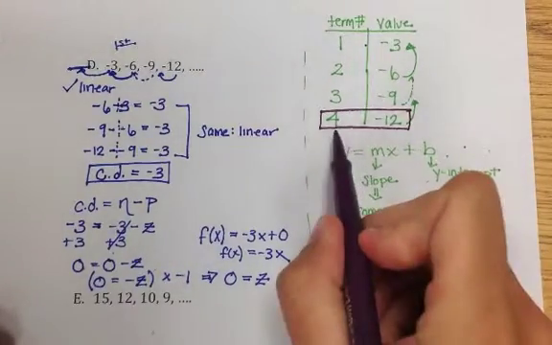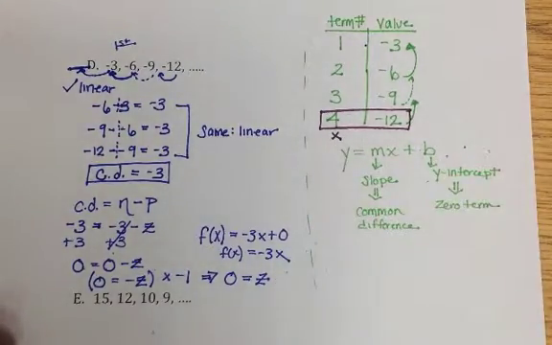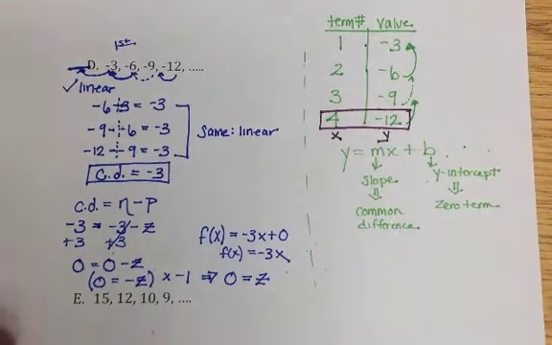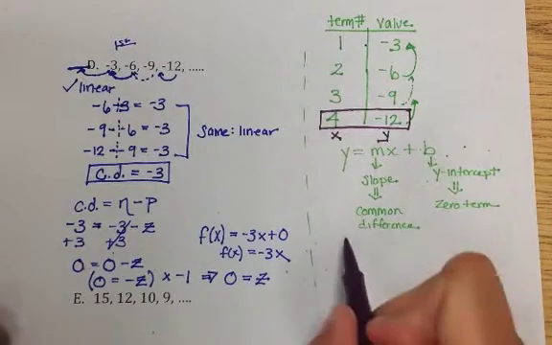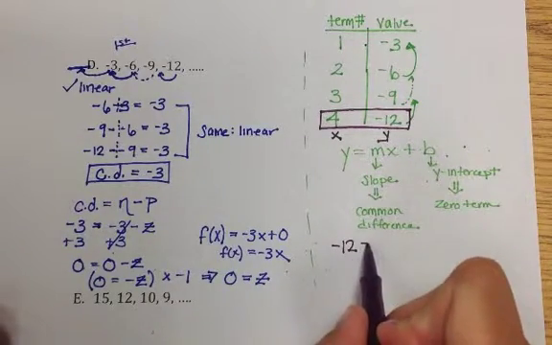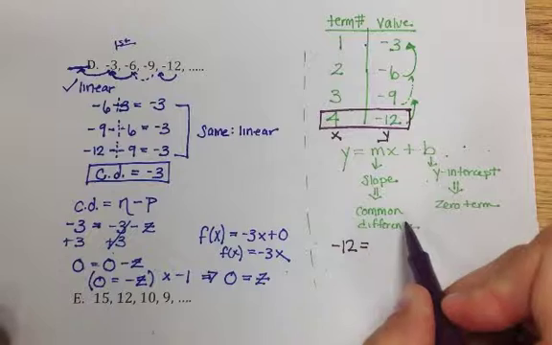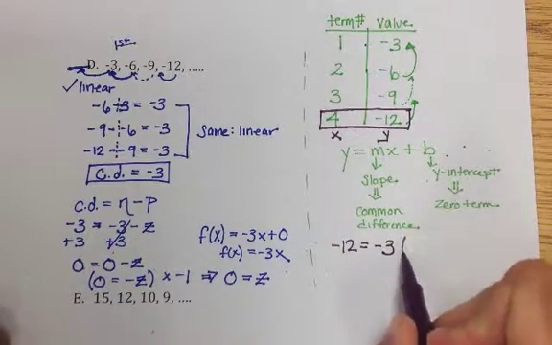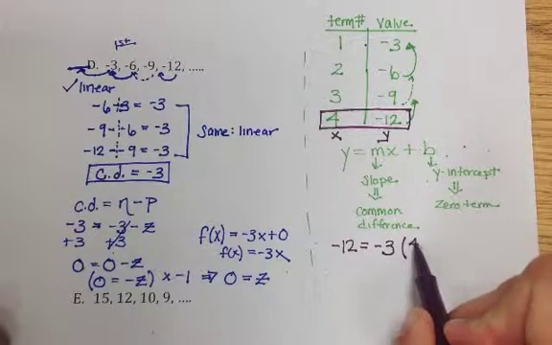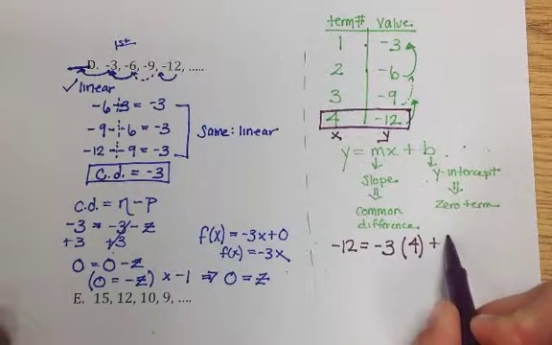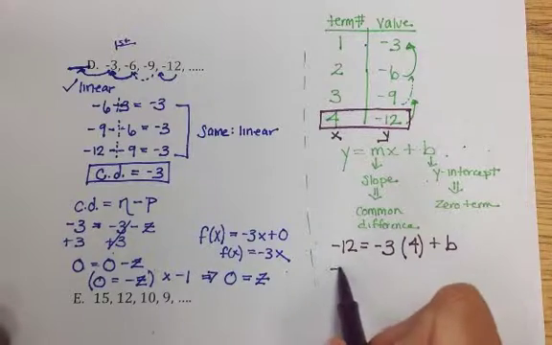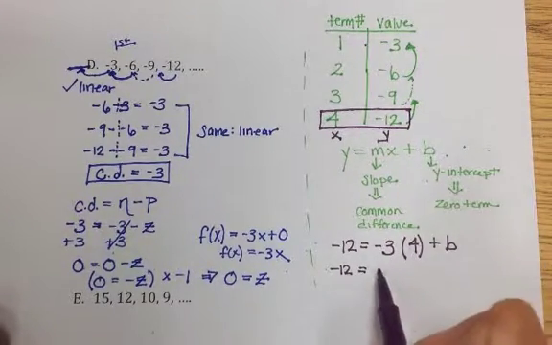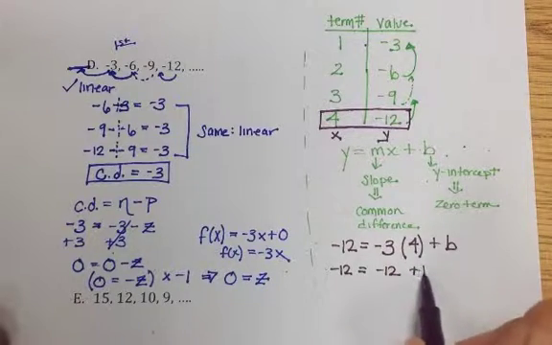So 4 represents our x. It's our input. We're inputting the term number and we're outputting the value that it's worth, -12. So -12 is y. M is the slope or the common difference, and of our sequence we said is changing by -3. Our x is 4, it's the fourth term in the sequence, and we want to solve for b. So -12 equals -3 times 4, which would be -12 plus b.